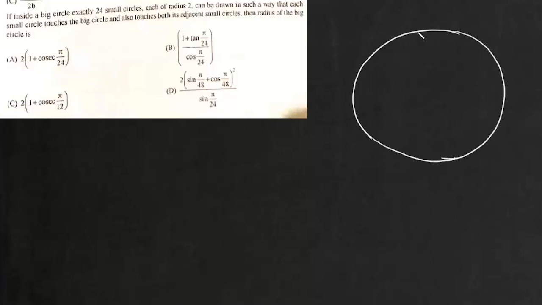Now here the question is, inside a big circle, exactly 24 small circles, each with radius 2, can be drawn in such a way that each small circle touches the big circle and also touches both its adjacent small circles, then the radius of this big circle is. Now we are given a big circle and inside this big circle we have 24 small circles which touch each other. So we have these 24 small circles, and suppose these are the centers and this is the center of the bigger circle.